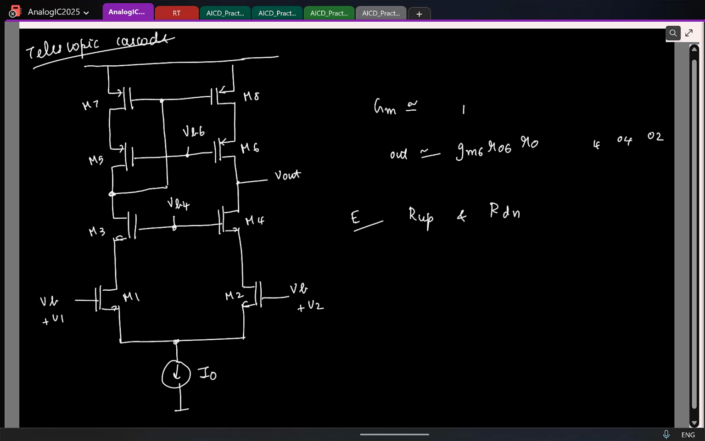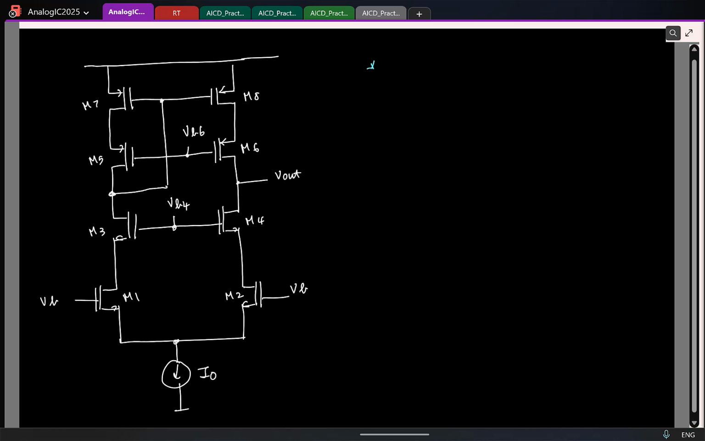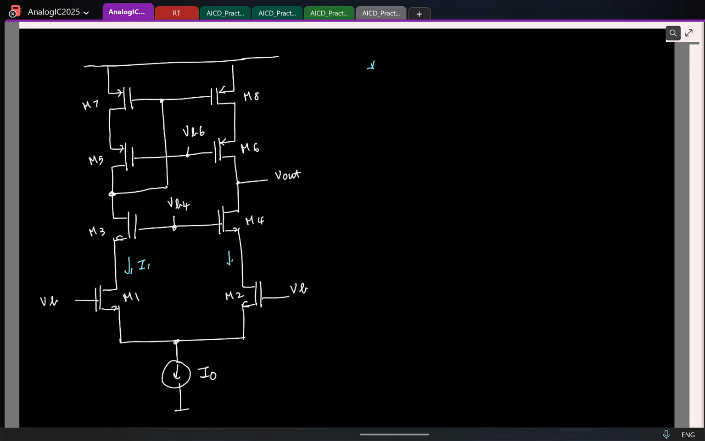Okay, let me erase this. So I'm looking at the DC operating point. Firstly, tell me, if I call the currents here I1, I2, I'll mark here. What do you think will be the values of I1 and I2? I0 by 2, I0 by 2.